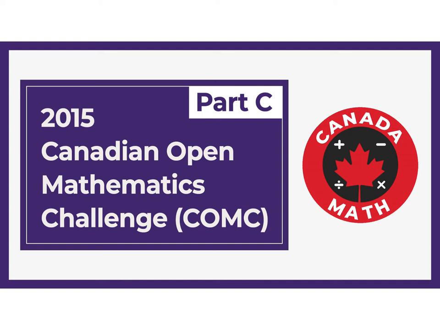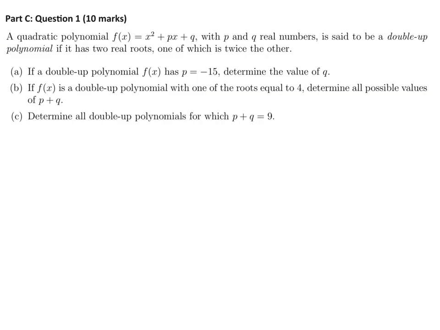2015 Canadian Open Mathematics Challenge, Part C. A quadratic polynomial f at x is equal to x squared plus px plus q, where p and q are real numbers, is said to be double-up polynomial if it has two real roots, one of which is twice the other. If a double-up polynomial f at x has p equals minus 15, determine the value of q.